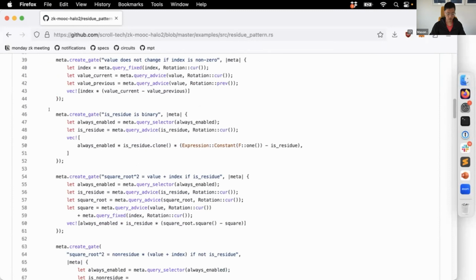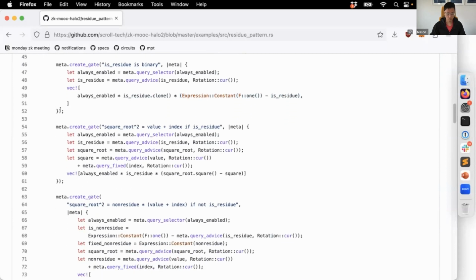Okay, and so like I said earlier, we want is_residue to be binary. The way you get that is you basically say is_residue is 0 or 1. If is_residue is 0, then this term will be 0. If is_residue is 1, then this term will be 0. You multiply them together, so you get the OR of the two things: either is_residue is 0 or it's 1. And this one is always enabled, so we use that always enabled selector that I was talking about earlier.